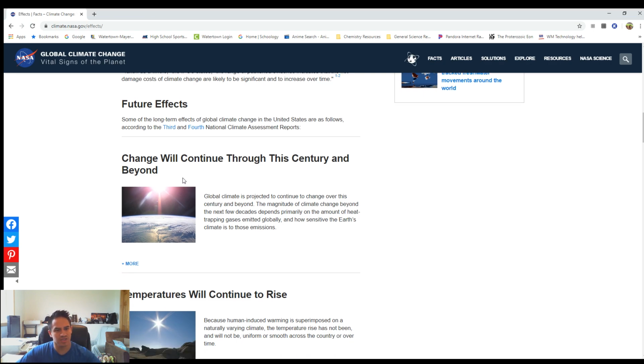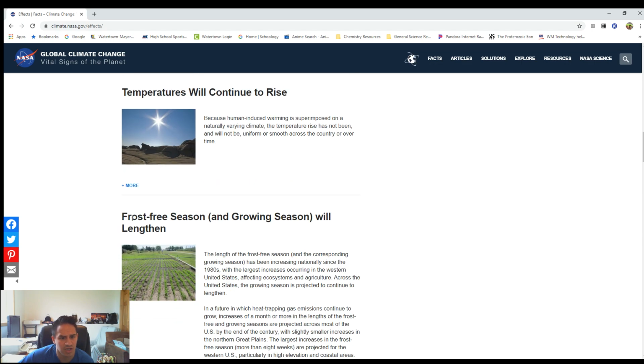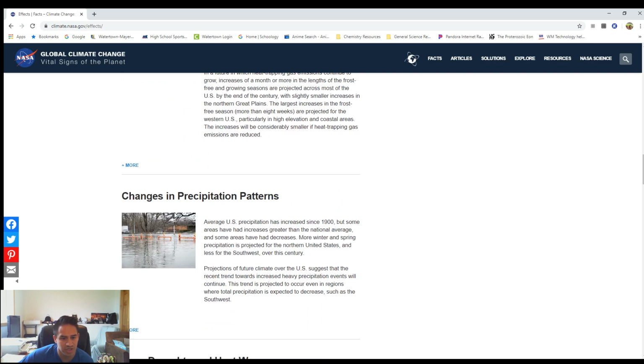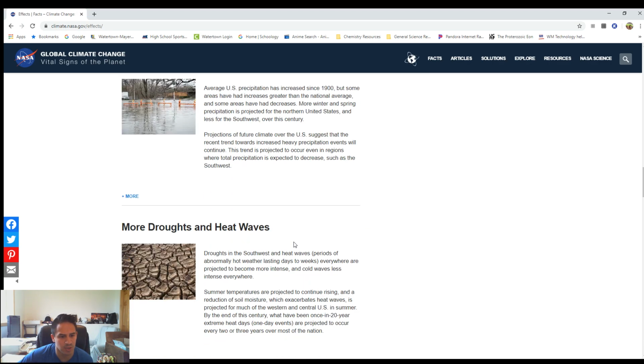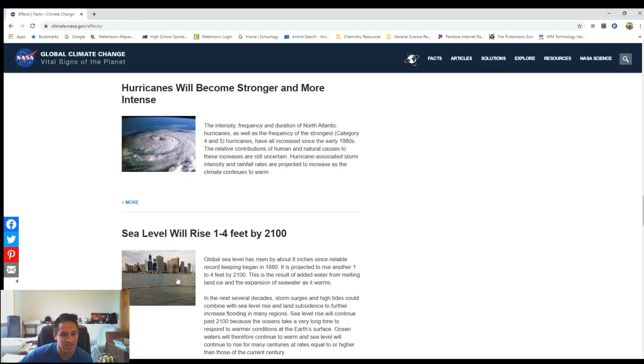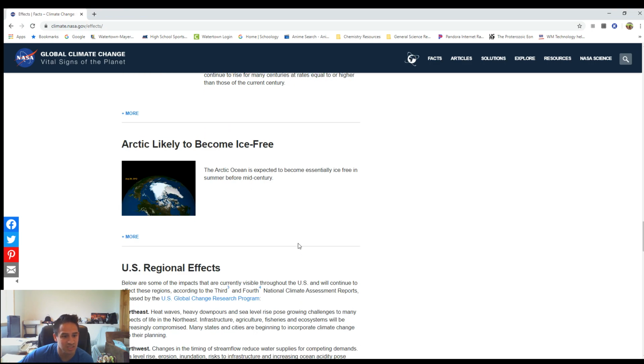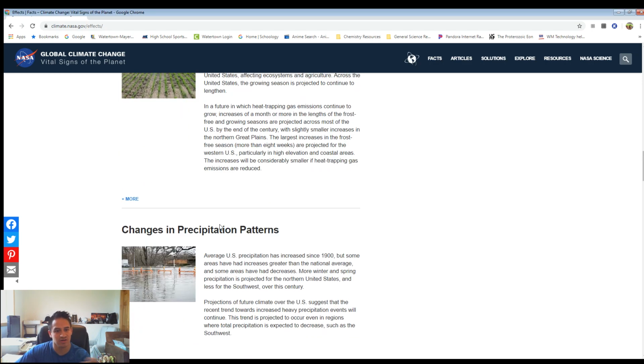Okay, so looks like here that change will continue beyond the century and beyond. Global climate is projected to continue to change over the century. Temperatures will continue to rise. Frost-free season and growing season will lengthen. Okay, so the growing season will get longer. Changes in precipitation patterns, so where rainfall falls will change for the better or for the worse. More droughts and heat waves. Okay, that's not necessarily good. Hurricanes will become stronger and more intense. Sea levels will rise 1 to 4 feet. Arctic likely to become ice-free.